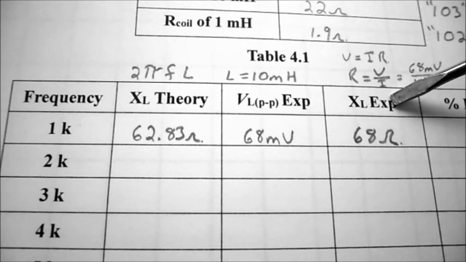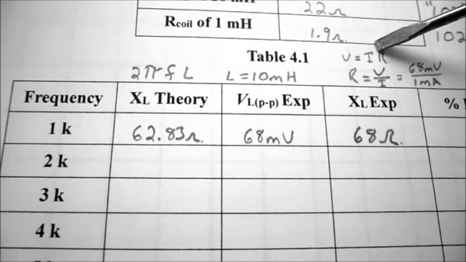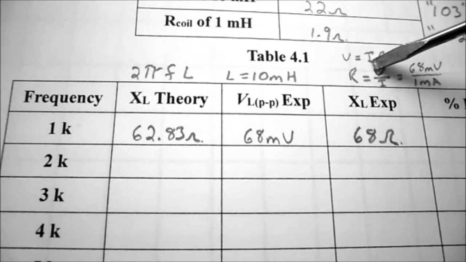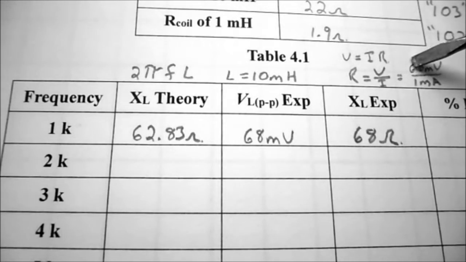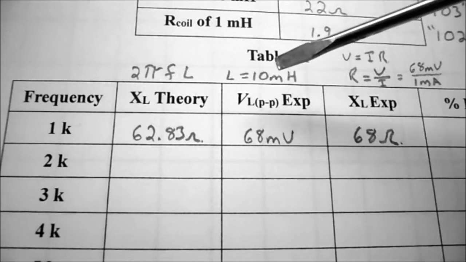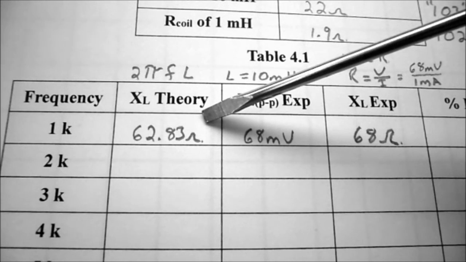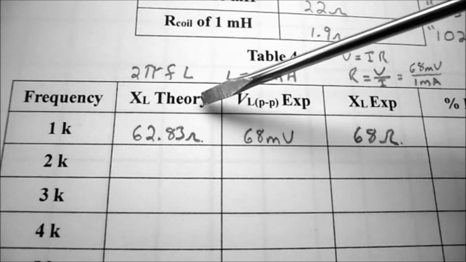So for XL experimental, V equals IR, basic Ohm's law. R is equal to V over I. So V equals the 68 millivolts, and I equals 1 milliamp from table 4.1. The answer being 68 ohms. So the 68 ohms experimental compares favorably to the 62.83 ohms calculated in theory.